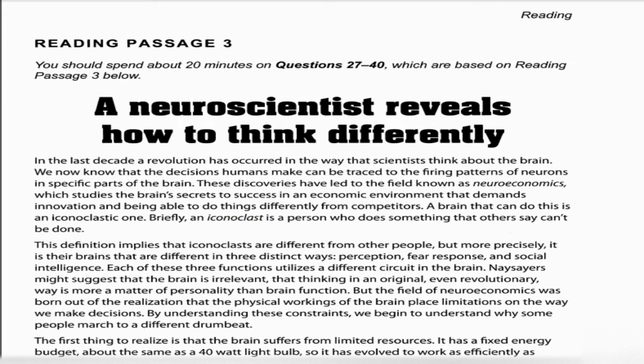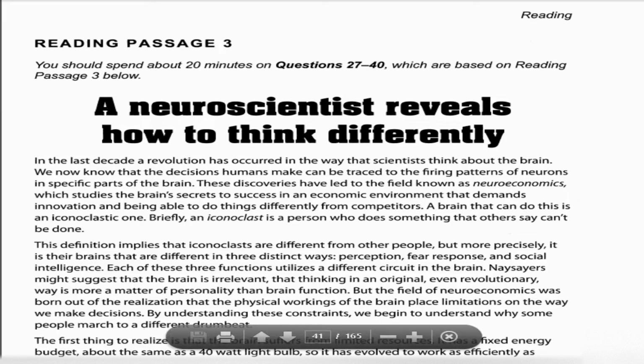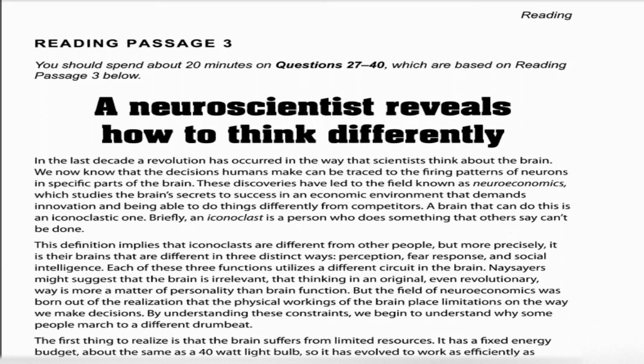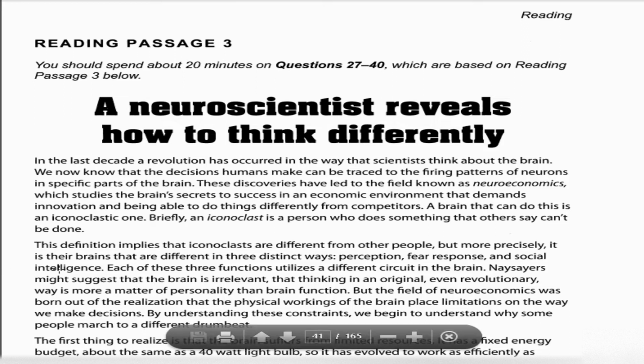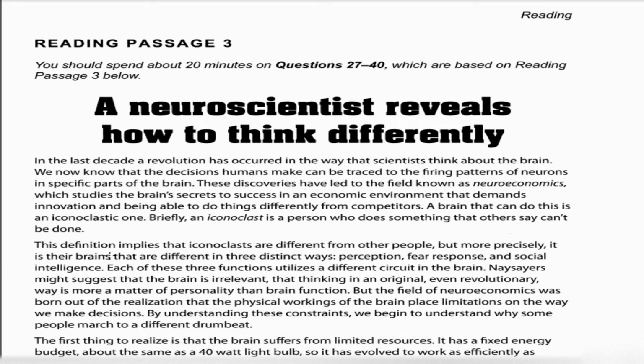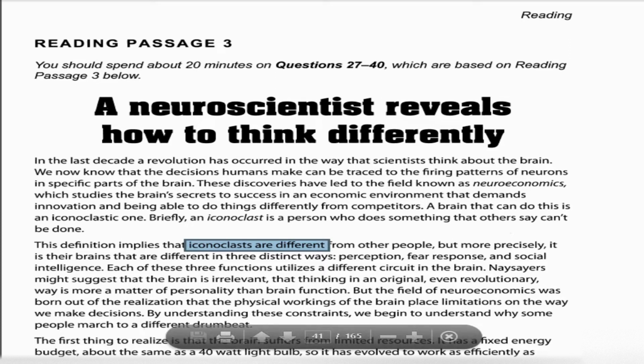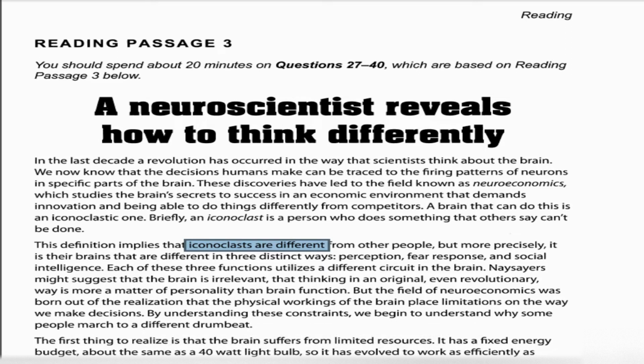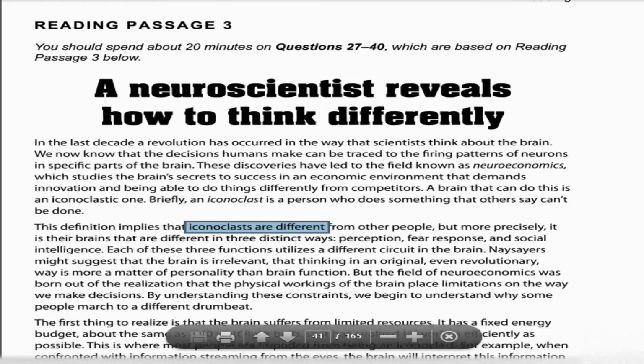Now, let's move on and just read the first sentence. This definition implies that iconoclasts are different from other people, but more precisely, it is their brains that are different. So, the key word in this sentence, again, you're not reading the whole paragraph, just the first sentence. Still, you should choose a key word. I think iconoclasts are different. That is my key phrase. That's the main idea here. Iconoclasts are different. So you just go through and do this with the whole reading passage. Just underline the key word or key phrase in the topic sentence, the first sentence.